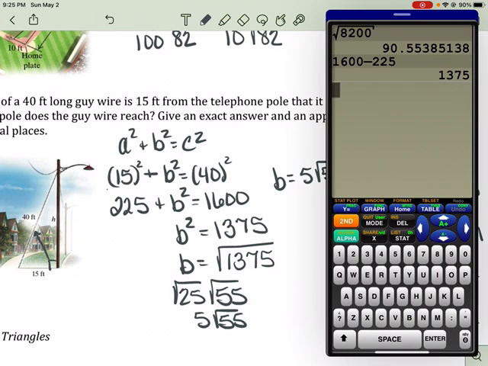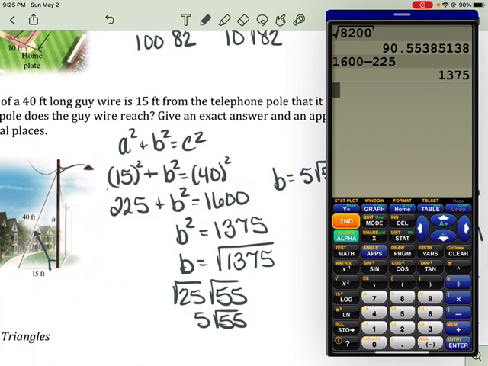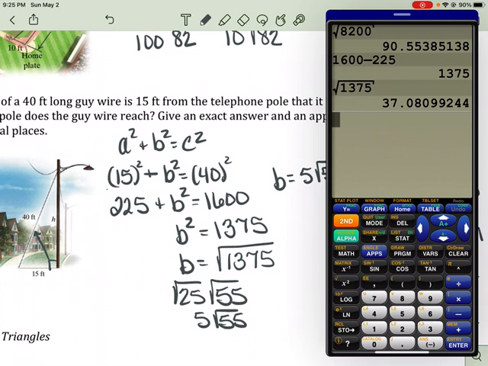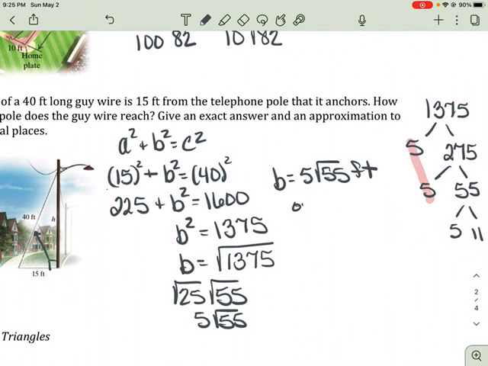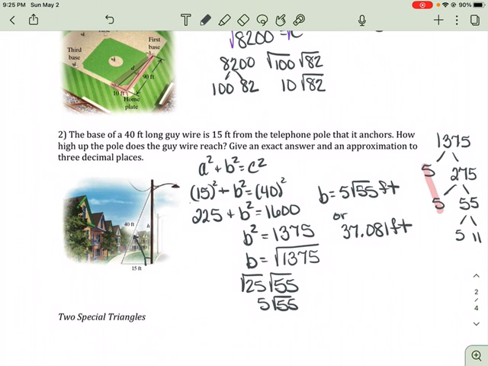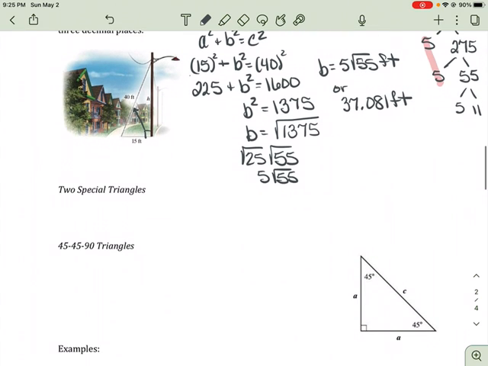And our approximate answer is the square root of 1375, 37.081 feet. Okay. All right, so don't do what I did and make sure everybody's in the right places in the formula. Okay? All right, so special triangles, and again, I feel like we've been here, done that.